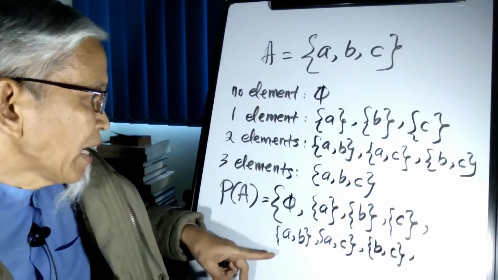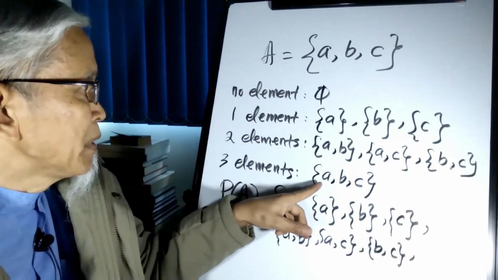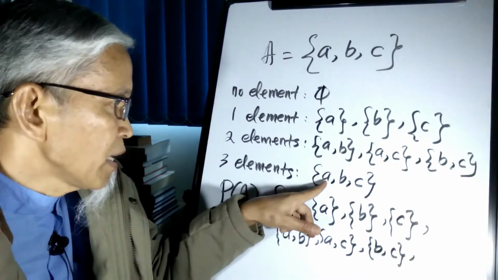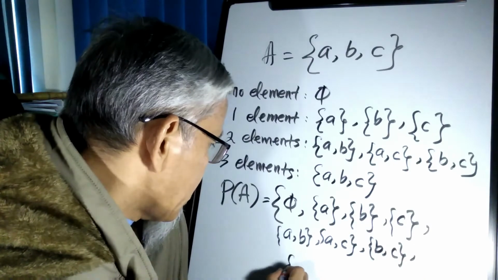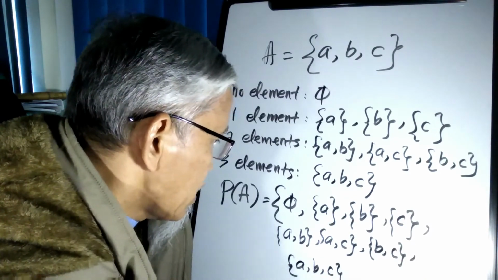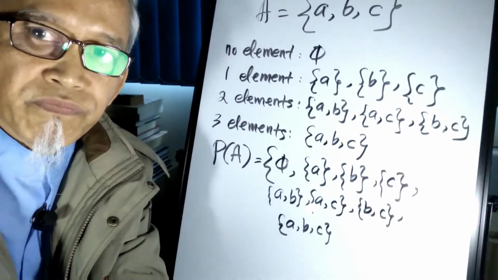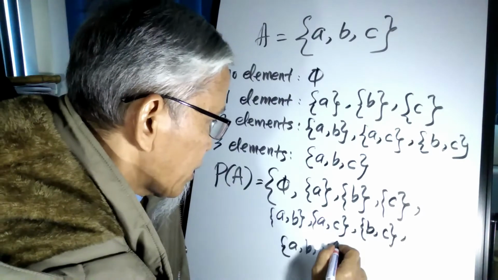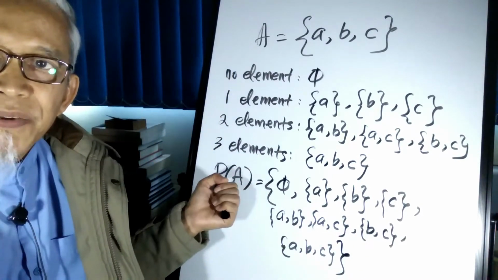Okay, and finally, the subset of A with 3 elements, that is A itself, that is this set, A, B, C. So for that one, it will be set A itself, A, B, C, and then we close the bracket. Okay, so this is the power set of A.